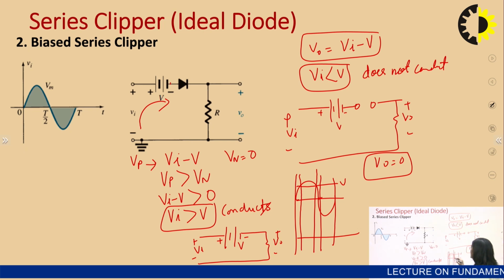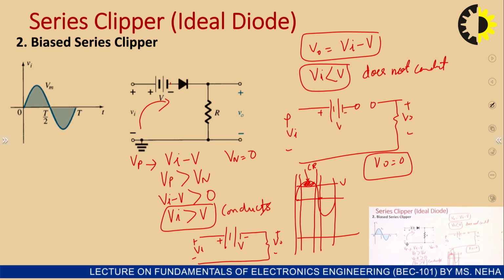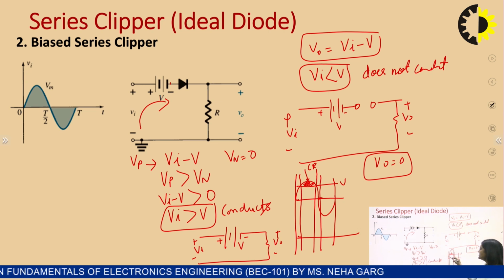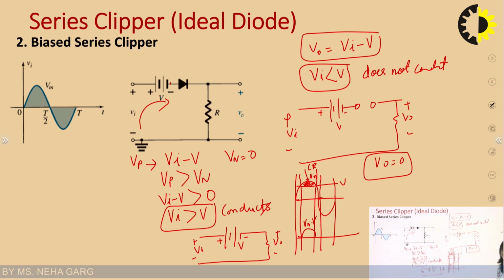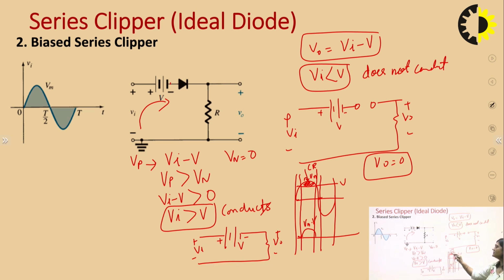Okay, so we will see this region is the conducting region, and in the conducting region the output is equal to Vi minus V. And in other places, these are the non-conducting regions. This region is non-conducting, so output is 0. Here the peak value is Vm, so here the output will be equal to Vm minus V, because the peak value of Vi is equal to Vm. So Vi is equal to Vm, and at this value the output is equal to Vi minus V.